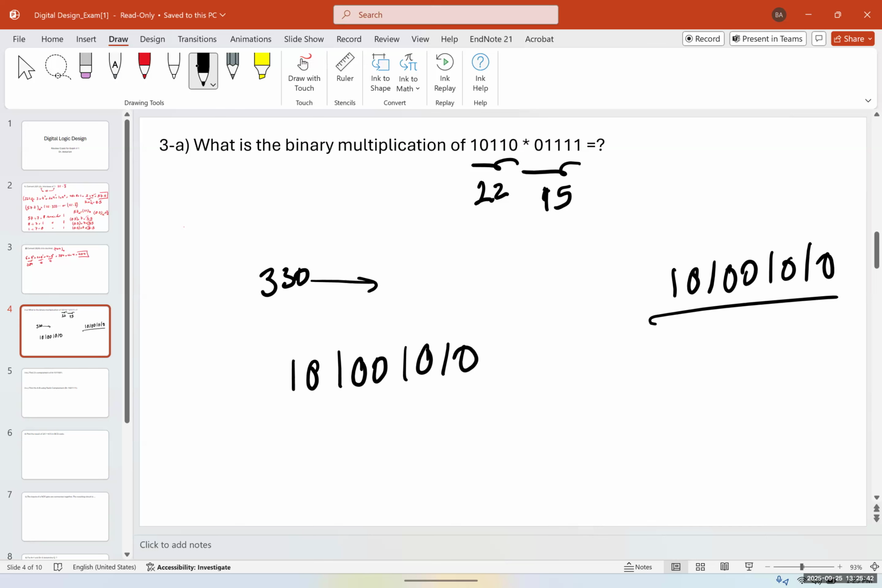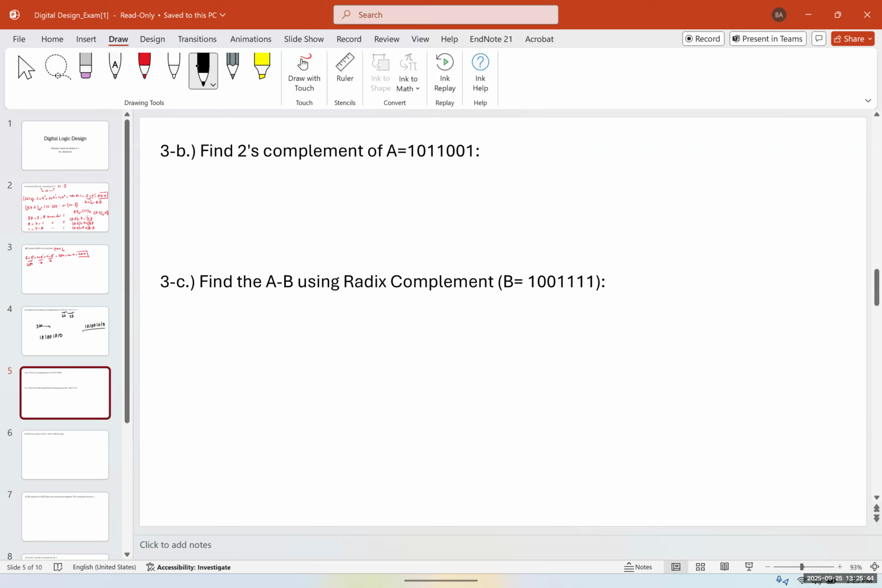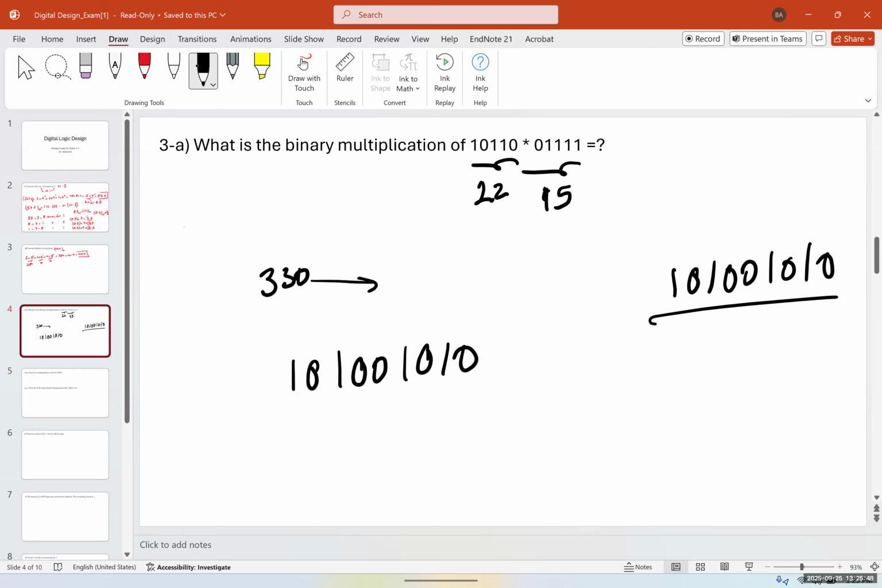Okay, this is a relatively easy one. The next one, we want to find the 2's complement of A. Okay, did you write the final answer down here? So 1 0 1 0 0 1 0 1 0. Please double check because I did it off the top of my head. Just please double check to see if it's correct.